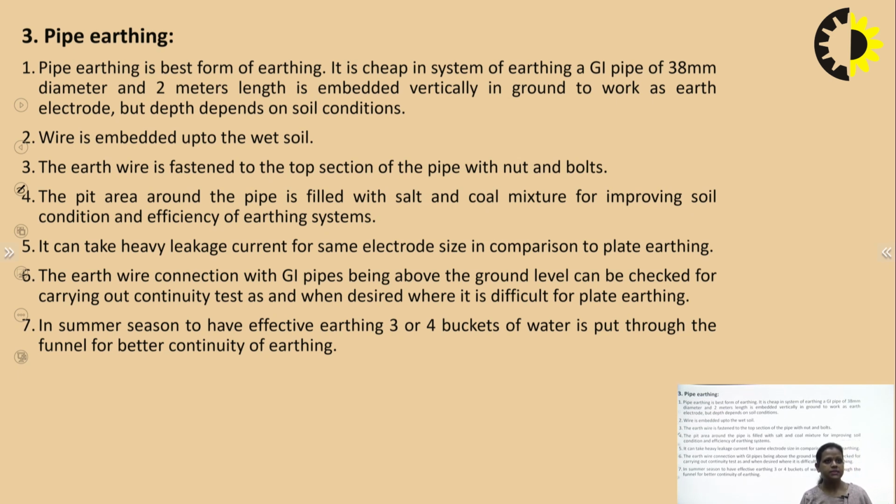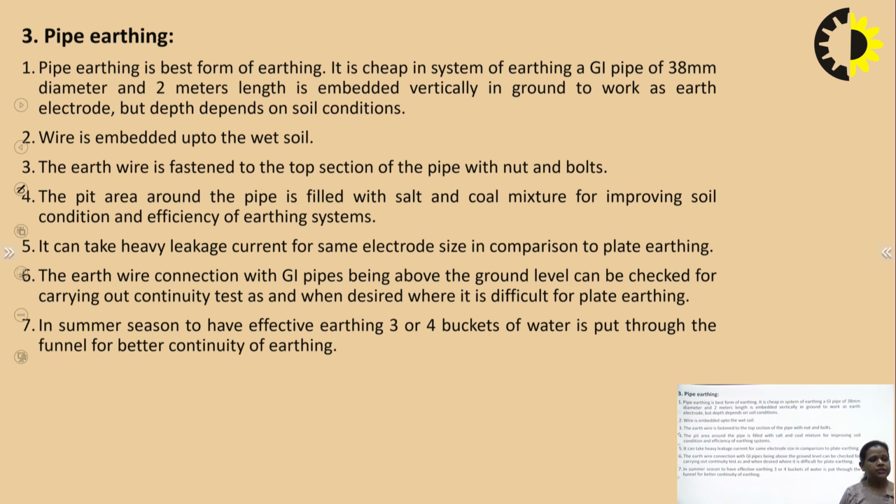It is a cheap system of earthing as a GI pipe of 38 mm diameter and 2 meters length is embedded vertically in the ground to work as the earth electrode. But the depth depends on the soil condition, so the pipe is embedded up to the wet soil. The earth wire is fastened to the top section of the pipe with nuts and bolts. The pit area around the pipe is filled with a salt and coal mixture for improving soil conditions and efficiency of the earthing system. It can carry heavy leakage current for the same electrode size in comparison to plate earthing.